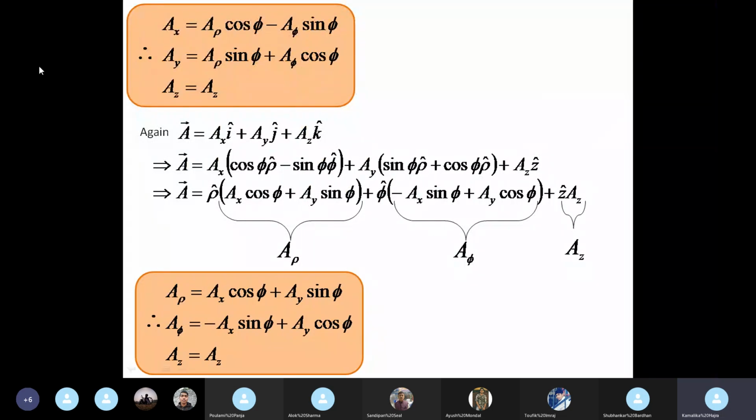So these two sets of equations are very, very important, and this type of problem comes in your university paper. You are given a vector in the cylindrical system. You are asked to find the corresponding components in Cartesian, or you are given a vector in the Cartesian system. You are asked to find the corresponding components in the cylindrical system. Is this exercise clear to everybody?